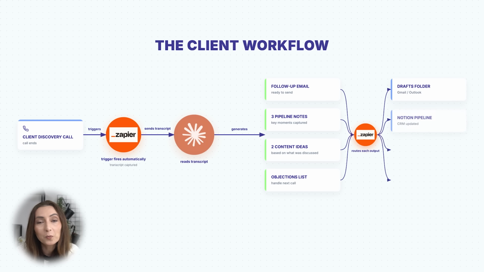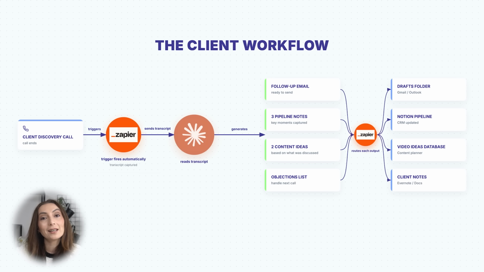Zapier takes those outputs and routes them. Email goes to your draft folder. Notes go to your Notion pipeline or CRM. Content ideas go to your video ideas database. So you review everything in 90 seconds, approve or ask for edits, and then you're done. And this used to take people 45 minutes per call, but now it takes 90 seconds. And if you think about 5 calls a week, that's 3.5 hours that you get back every week, compounding.